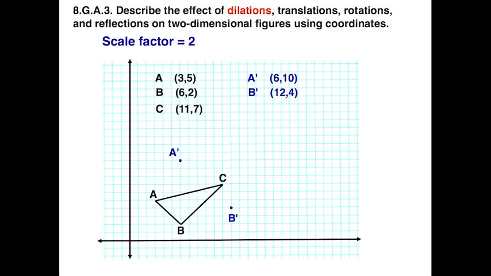For our B, if we multiply again everything by 2, we get the new location for B as (12, 4) for the coordinates. And then for C, double the x and the y, we get (22, 14) for that new location. Connect the vertices, and here's our new triangle, triangle A prime, B prime, C prime.